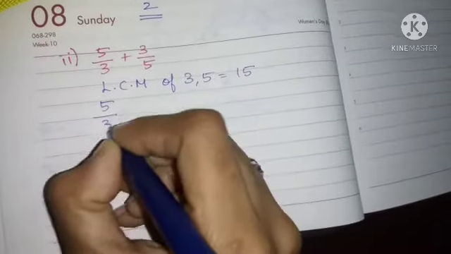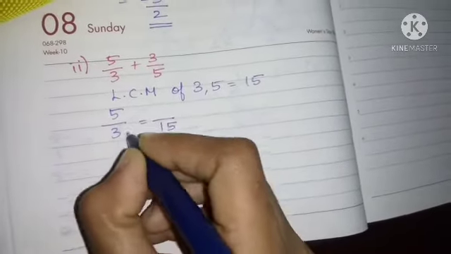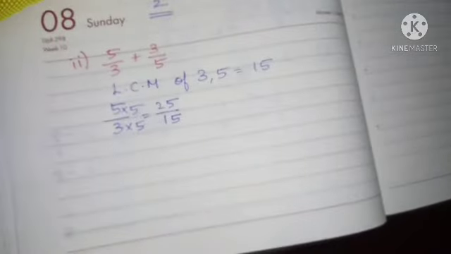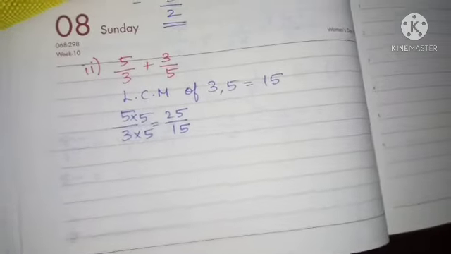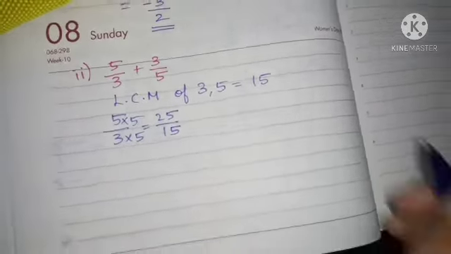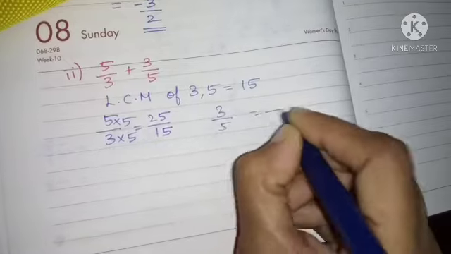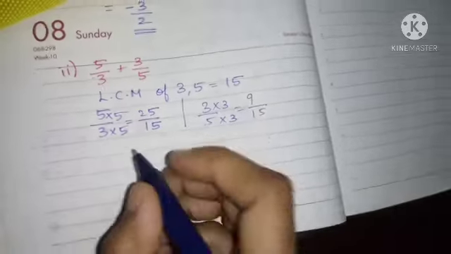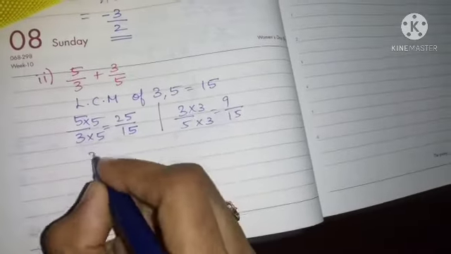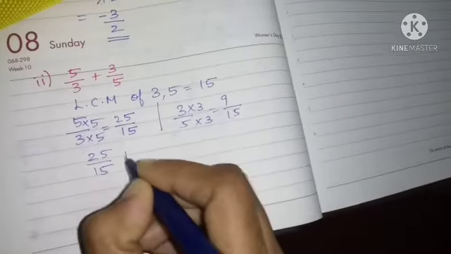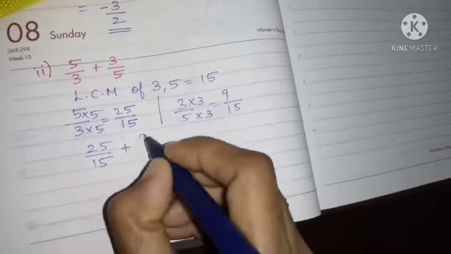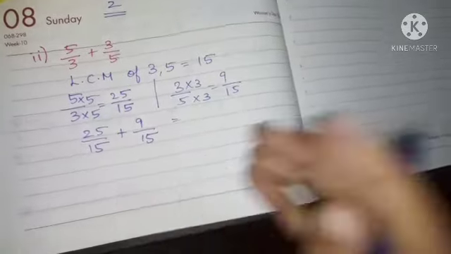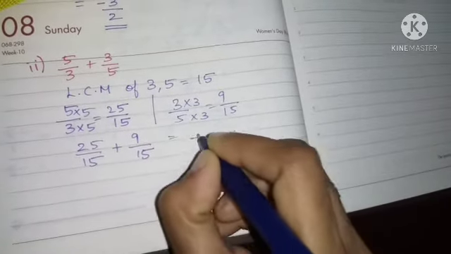So 5 by 3 I want to make it as 15. 3 5s are, 5 5s are 25. Next I want to make this 3 by 5 as 15. 5 3s are 15, 3 3s are 9. So instead of 5 by 3 I am writing 25 by 15 plus 3 by 5 I am writing 9 by 15. Now whether our denominators are same? Yes. So I have made as 15.